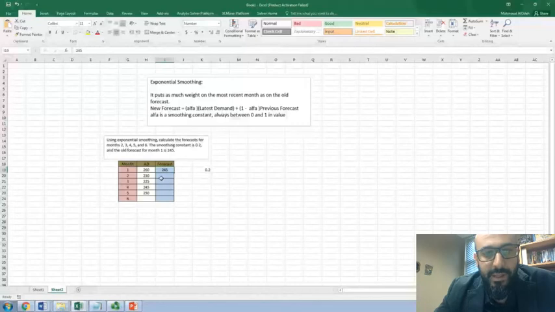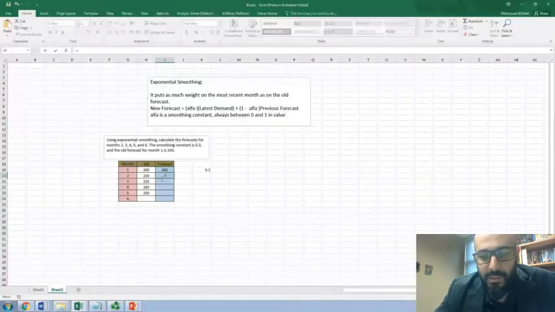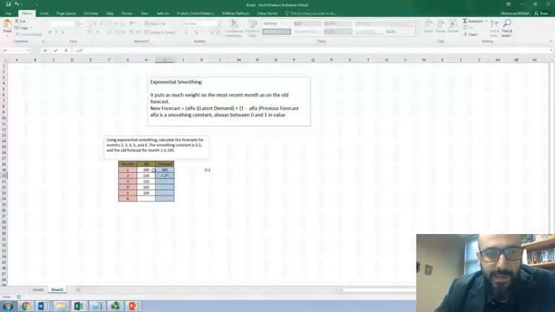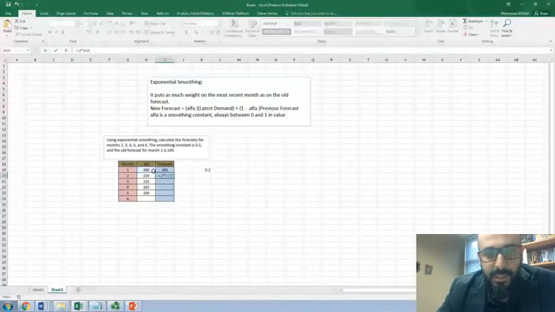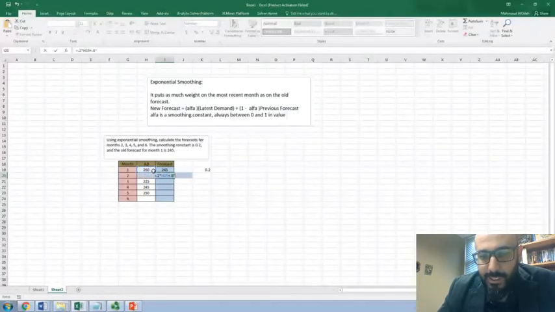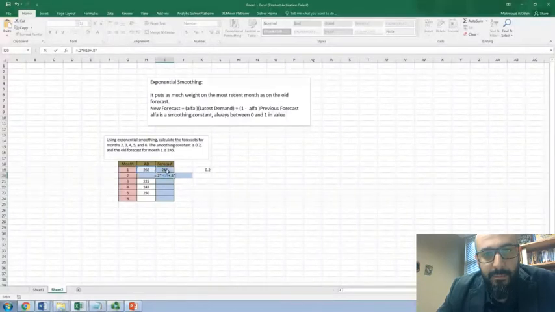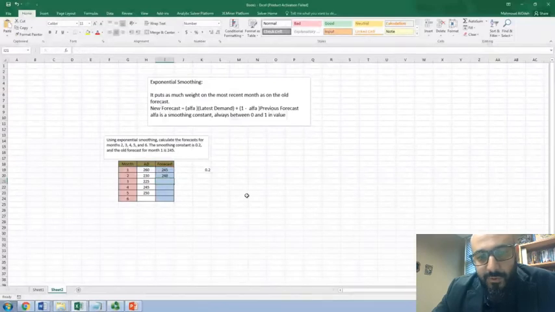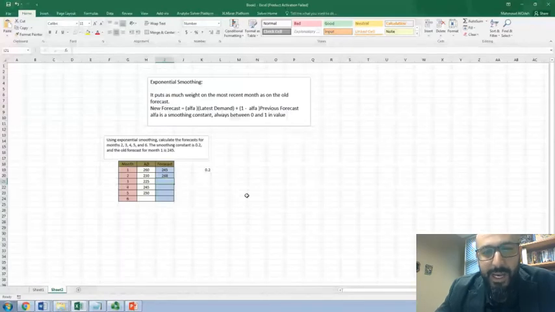So moving on to month 2, based on exponential smoothing, alpha 0.2 times the latest demand, which is from the previous month, plus 1 minus 0.2, that would be 0.8 times the previous forecast, which is 245. That would give you a forecast of 245. So we asked our employees to produce 245 units, but actually we sold 230 units. Okay, let's move on to the next one.